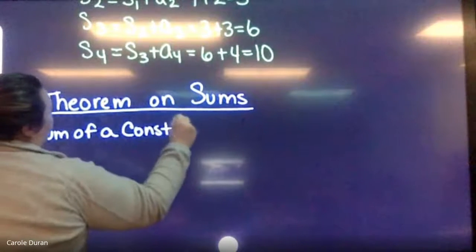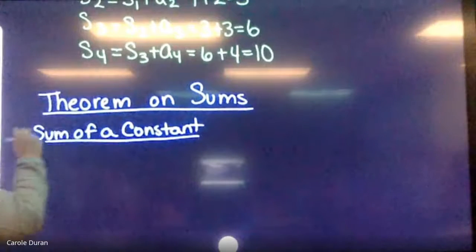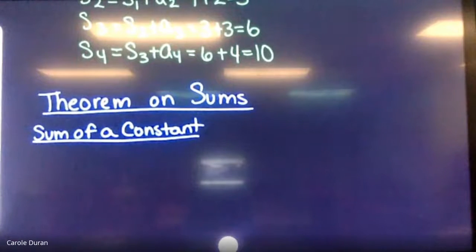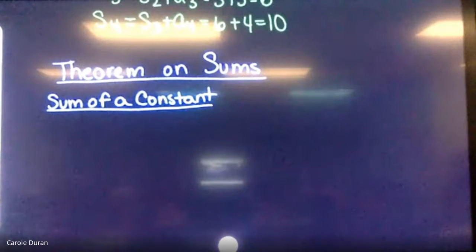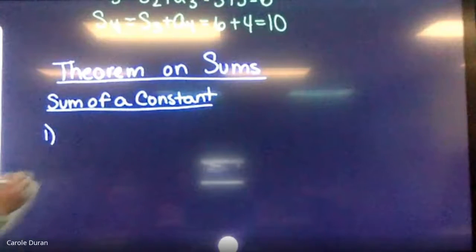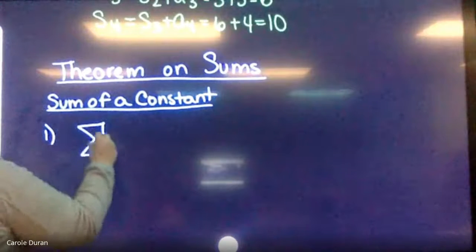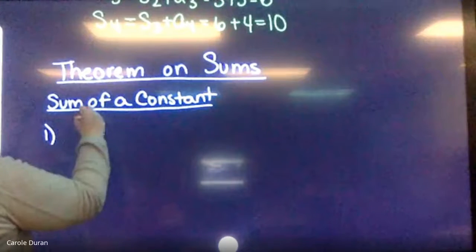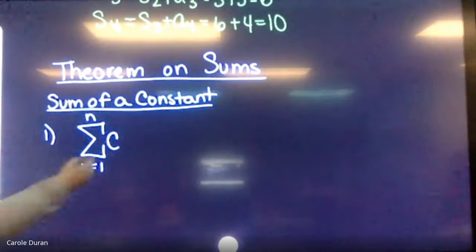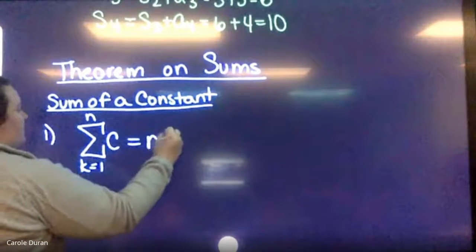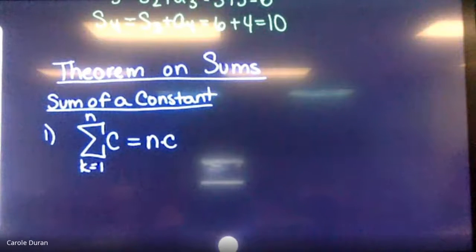So we're gonna start with the sum of a constant. The first theorem here is if I have the sum of terms 1 through n, where each term is some constant c, my summation then is going to be equal to the number of terms times the constant that I'm continuously adding to itself.